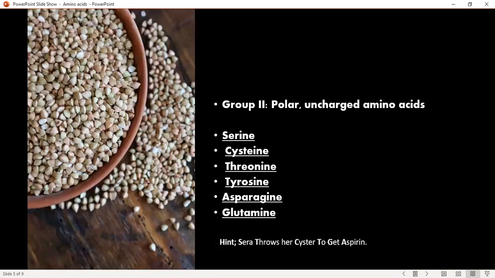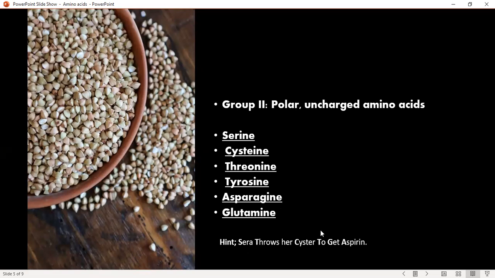Now we will talk about group 2 amino acids. These are polar amino acids, but these are uncharged, meaning they contain a polar group in their side chains, but they do not have any net charge on them. There are 6 amino acids that are polar and uncharged. These include serine, cysteine, threonine, tyrosine, asparagine, and glutamine.